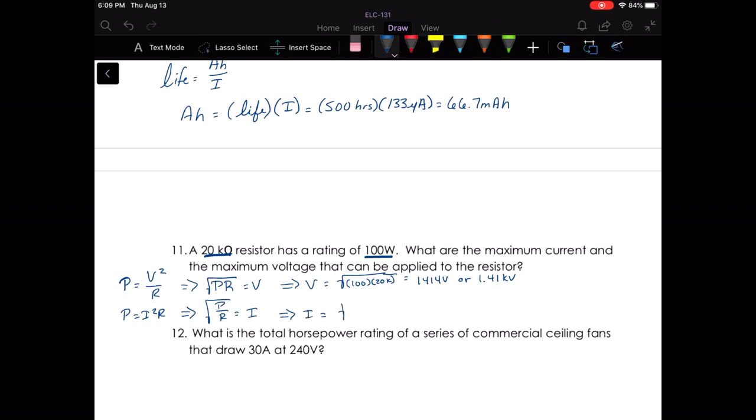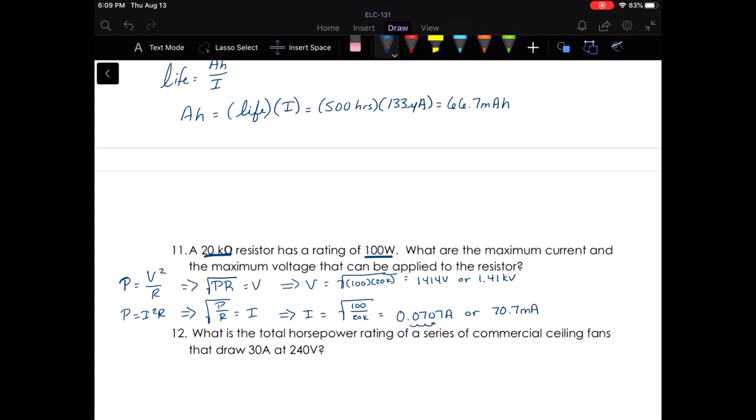For our current, P over R would be our 100 watts divided by 20 kilohms. So our maximum current would be about 0.0707 amperes. And again, correct engineering notation, move the decimal 3 places over to the right, 70.7 milliamperes.